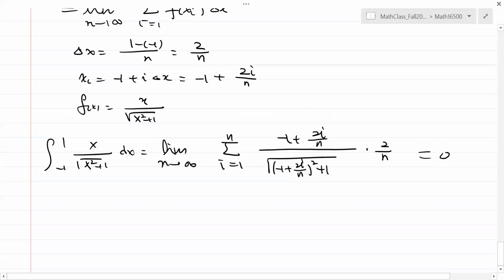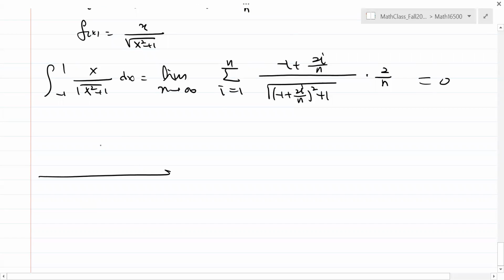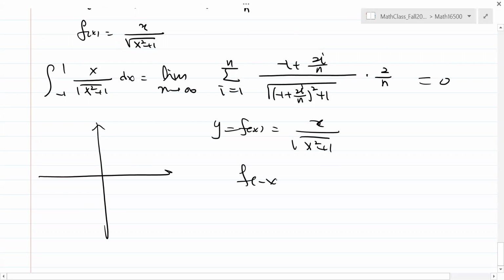But you can also look at the function again. This is y equals f of x, which is x over square root of x squared plus 1. What is this function? This is an odd function. f of negative x equals negative f of x. So how does the graph look? When x equals 1, it's 1 over something, somewhere here. When x equals 0, it's 0. So it probably looks like that.